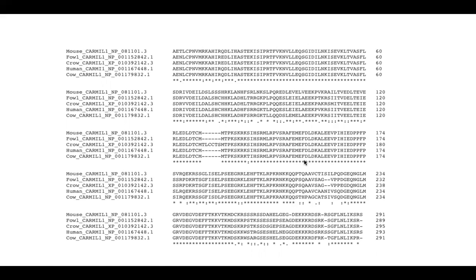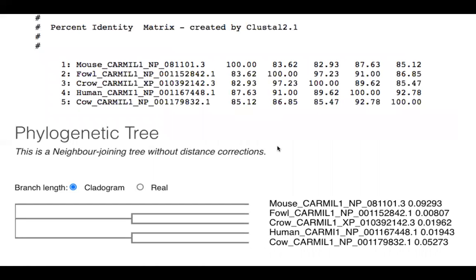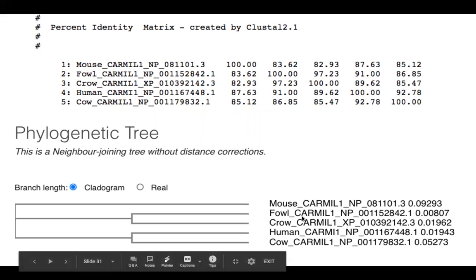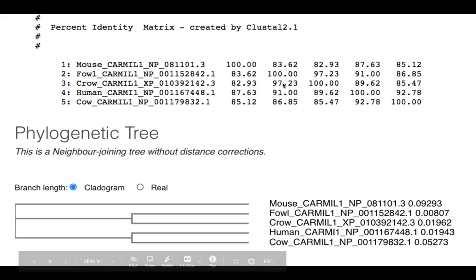And as expected, the MSA shows long stretches of similar conserved regions. My percent identity has high values. And now we can take a look at the phylogenetic tree. So cow and human are clustered together, the birds are clustered together, and the mouse has its own branch. And by looking at the percent identity matrix, we can see that the crow and fowl have the highest percent identity and are most closely related. And crow and mouse are most distantly related.